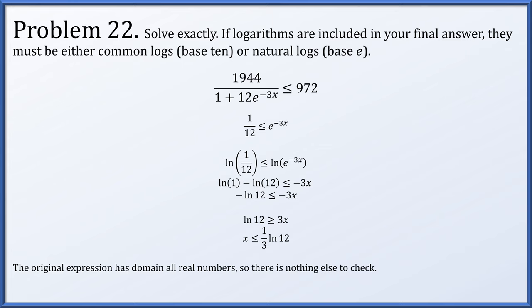In the original expression, we want to check the domain, but we only have exponentials in the original expression, so the domain is all real numbers. There's nothing else to check here. Here's our solution. X less than or equal to 1/3 times the natural log of 12.